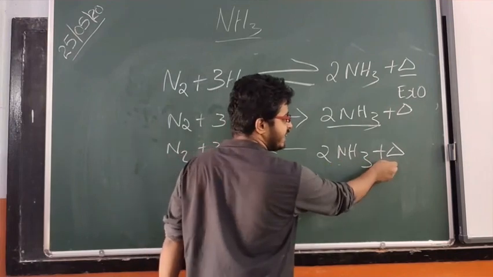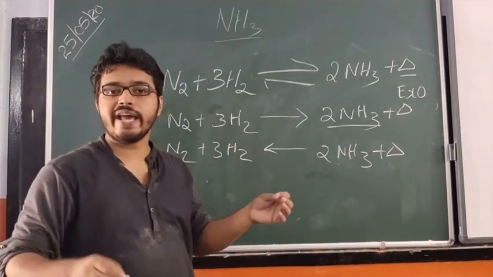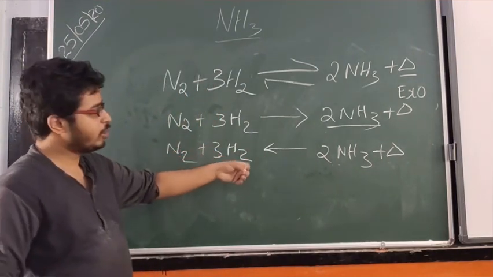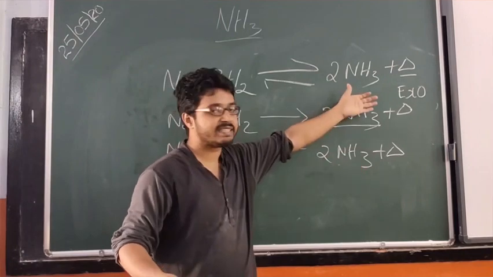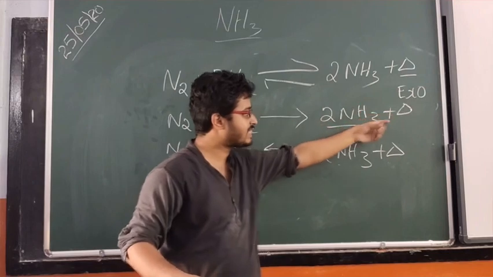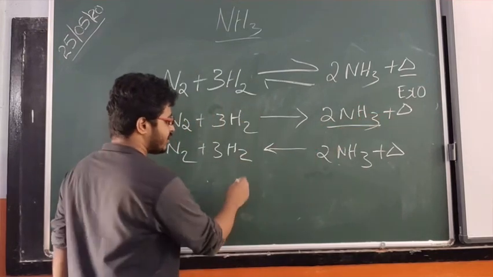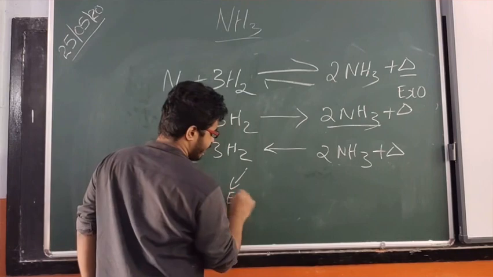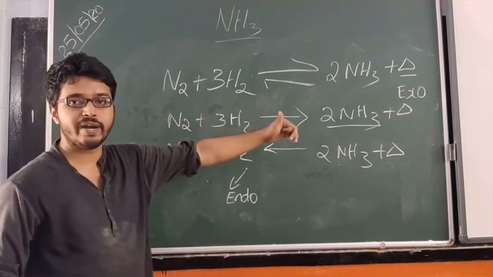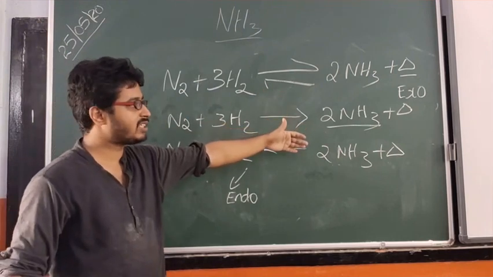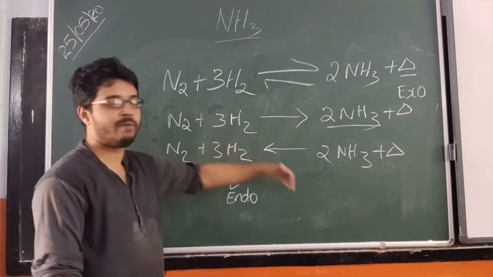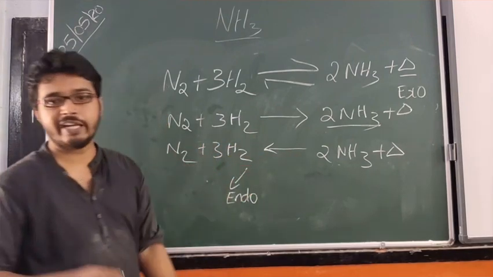2NH3 and heat. When ammonia absorbs heat, it will produce N2 and 3H2. So here heat is absorbed, in the previous case heat is released. When heat is released, it is called an exothermic reaction. When the heat is absorbed, the reaction is called an endothermic reaction. So the first reaction, the formation of ammonia, is an exothermic reaction. The second reaction, the formation of N2 and H2 from ammonia, is an endothermic reaction.